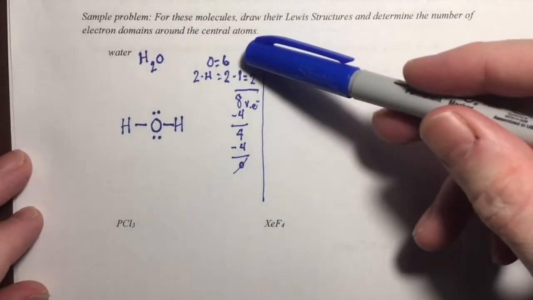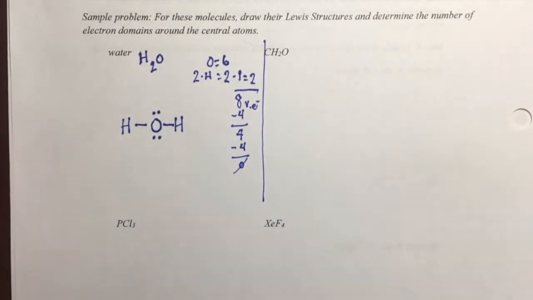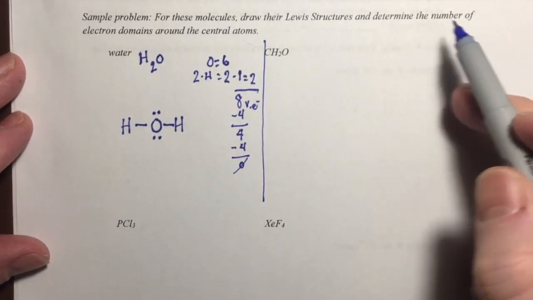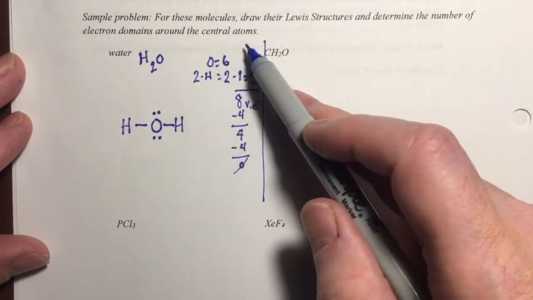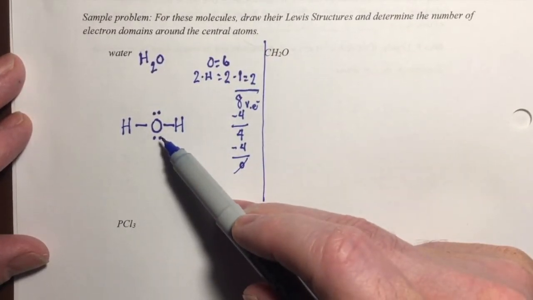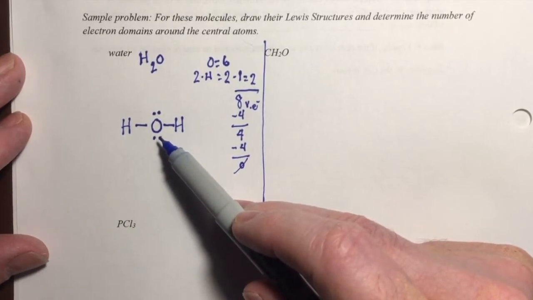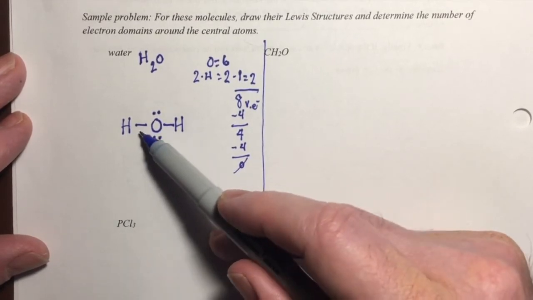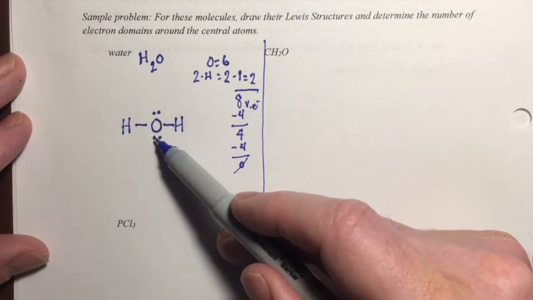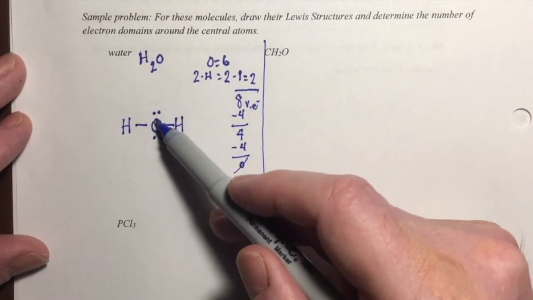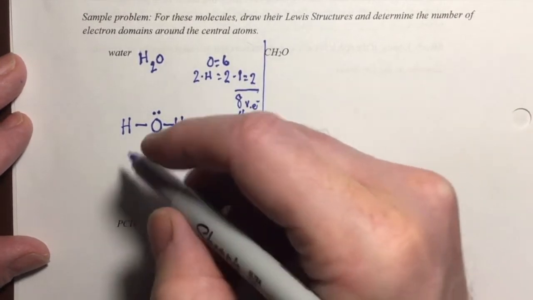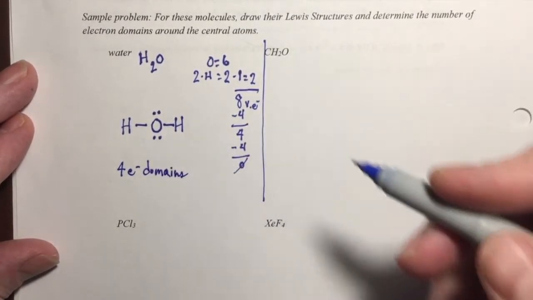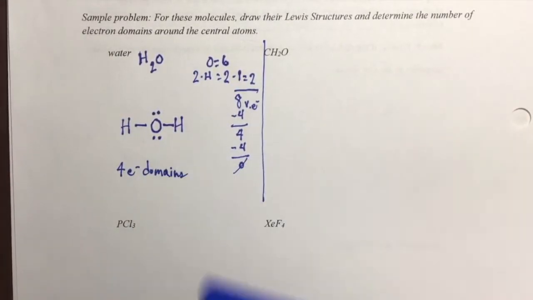And you'll notice that I've also shown my math of how I calculated it. Now that I've drawn the Lewis structure for water, I can determine the number of electron domains around the central atom. Oxygen is the central atom. How many electron domains does it have? An electron domain is any kind of bond, counts as 1, so there's 1, 2, and another for this electron pair is 3, and another for that electron pair is 4. So this has 4 electron domains. And I've completed answering the question for water.